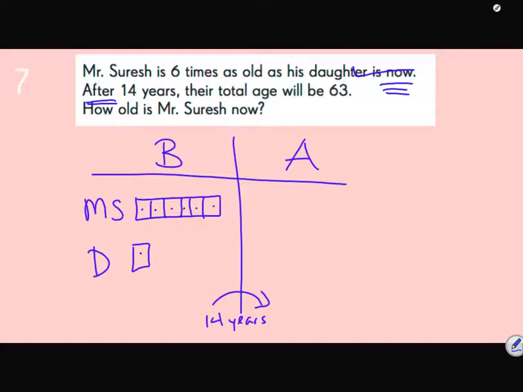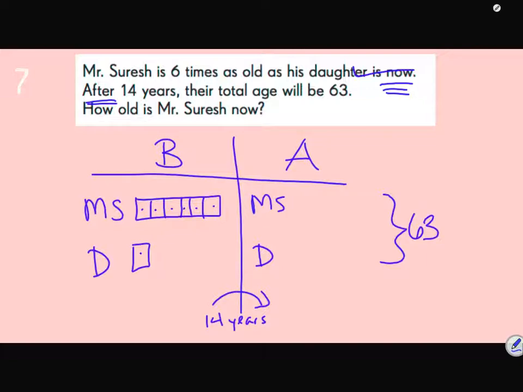And now their total age is 63. So I don't know what their bars look like yet. The only thing I do know for sure is that his bar is larger than hers, but all together, whenever I would draw them, their total age needs to add up to 63. So I need to figure out how old Mr. Suresh is now. Well, the key piece of information here is that 14 years have gone by.